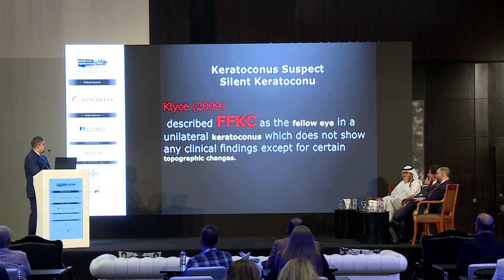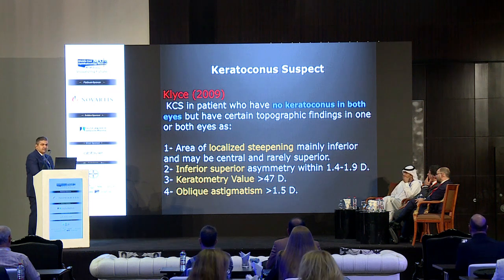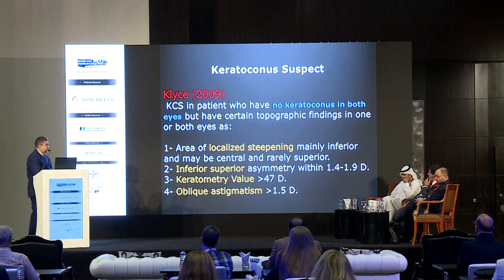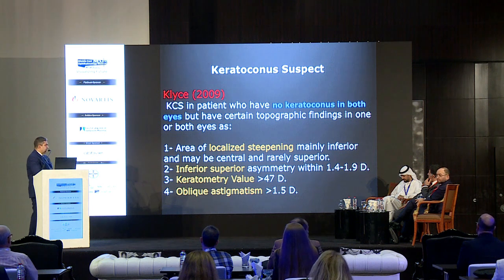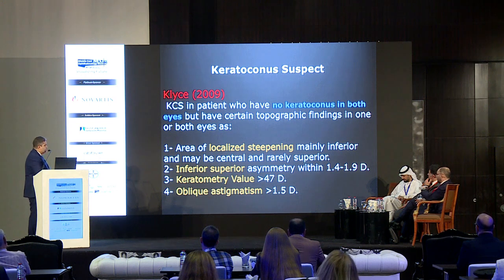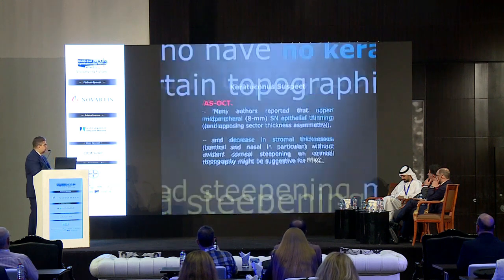Kleiss in 2009 described a form of refractive keratoconus at the fellow eye in a unilateral keratoconus which does not show any clinical findings except for certain topographic changes. This is what we tell the new generation or the undergraduates: an area of localized steepening, mainly inferior, but sometimes maybe central or rarely superior. Inferior-superior asymmetry within 1.4 up to less than 2 diopters. Keratometry value above 47, oblique astigmatism above 1.5 diopter.